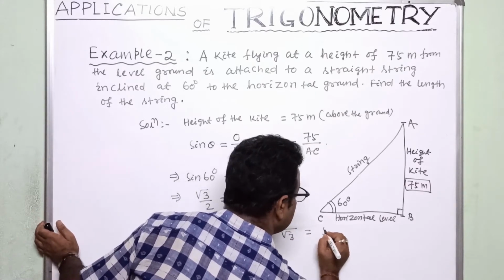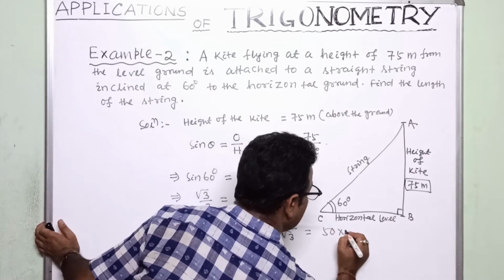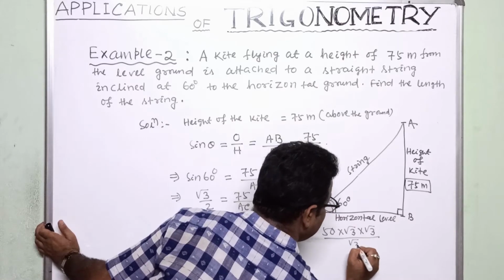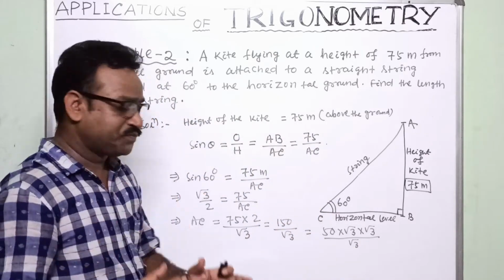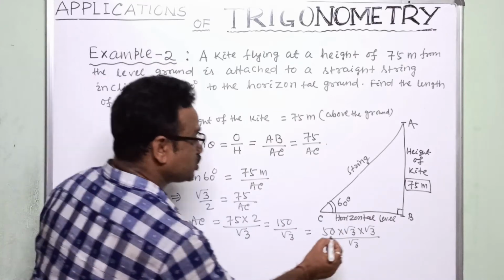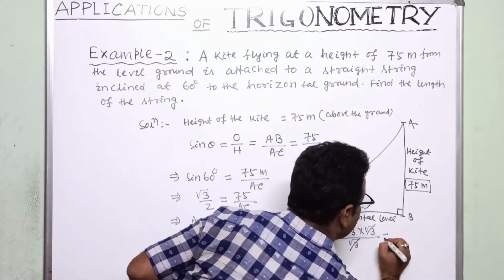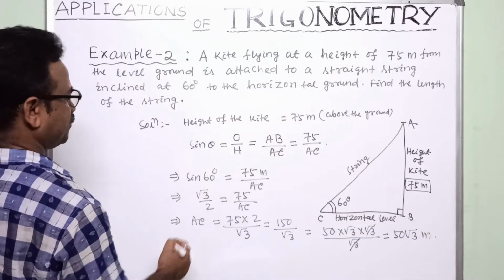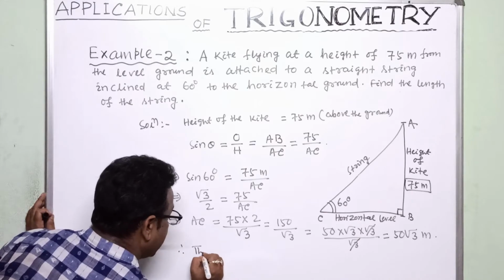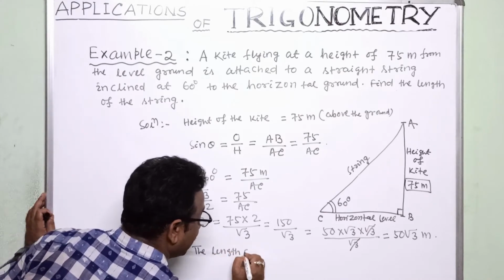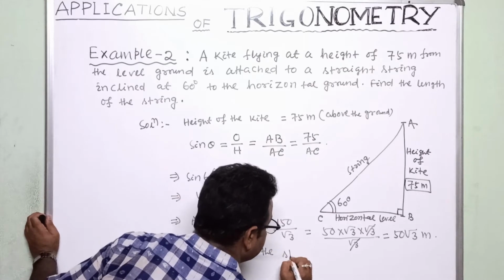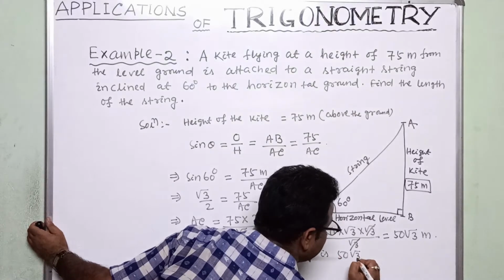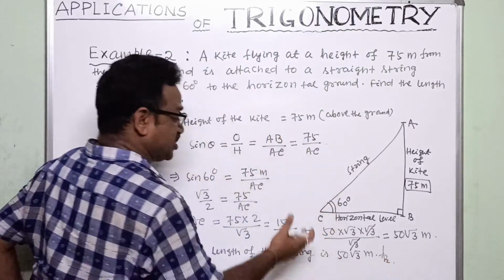That is equal to 50 into root 3 into root 3 by root 3. Why? Because 150 is 50 into 3. So 3 is root 3 into root 3. So root 3 cancels. That is equal to 50 root 3 meter. Therefore, the length of the string is 50 root 3 meter. So this is your answer.